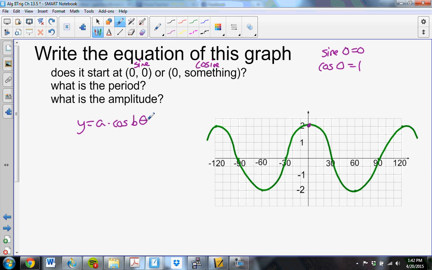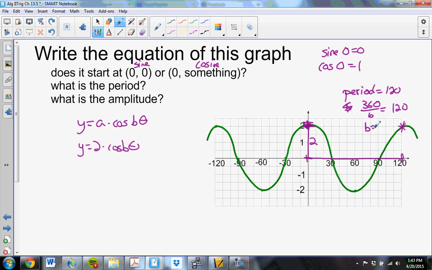So now I've got to find A and B. Well, the amplitude is 2. From the middle to the top, I'm traveling 2 units, so the amplitude is 2. Then I've got to find B. The period from this point here to this point here, we travel 120 units. This distance here is 120. So my period is 120. We know that 360 over B gives us our period, which is 120, so B must be 3. So this is the equation, y equals 2 times the cosine of 3 theta.